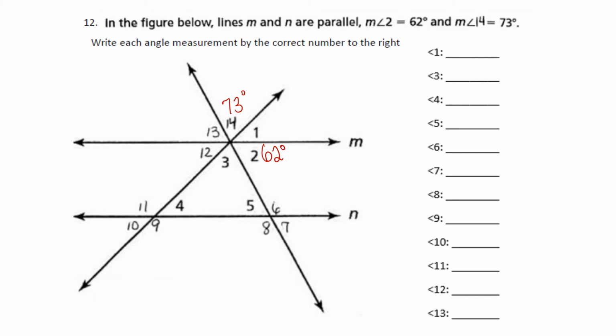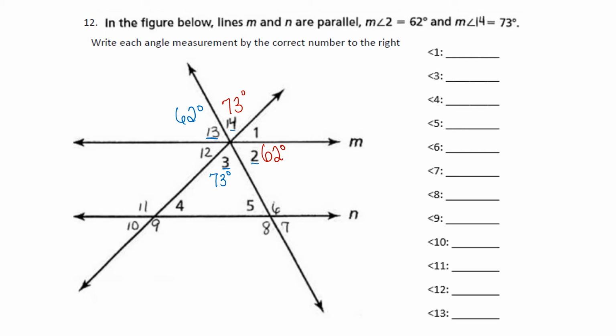So you want to take the information you already know about vertical angles and corresponding angles and all those, and go ahead and start finding some measurements that you're missing. A lot of times when I do these, I fill in my answers after I have filled in my diagram. So I know that angle 2 right here is vertical to 13, so I know that angle 13 is also going to be 62 degrees. I also know that angle 14 is vertical to angle 3, so that's going to make angle 3 be 73 degrees.